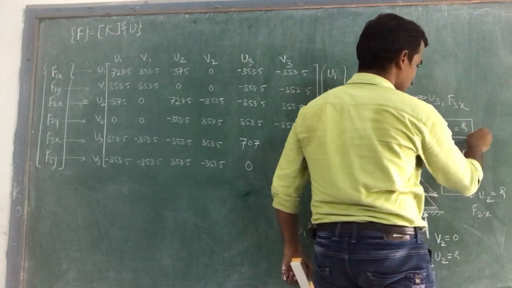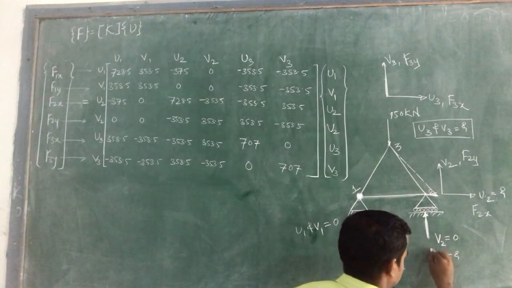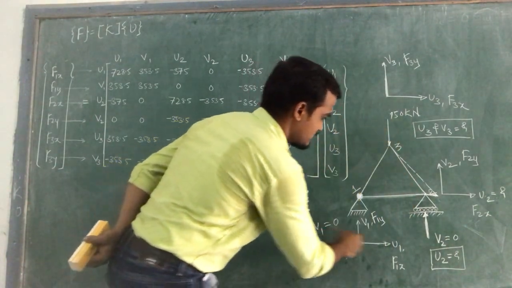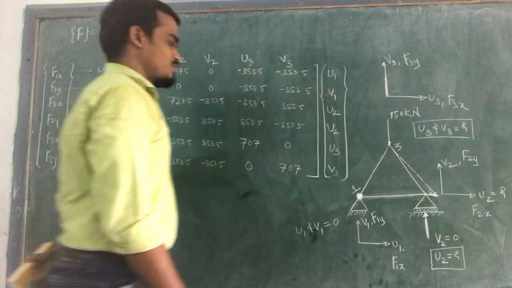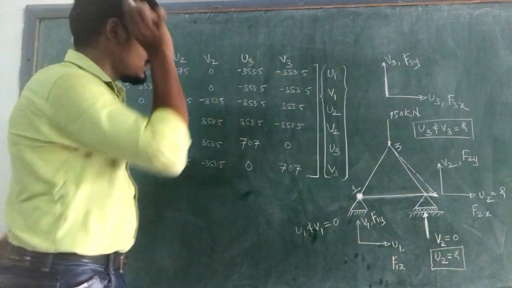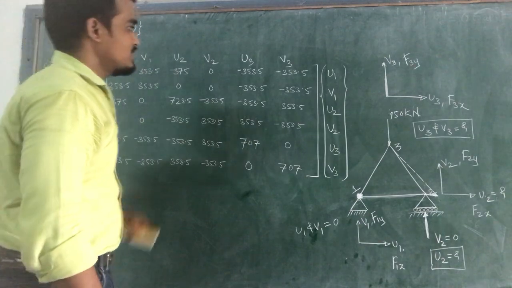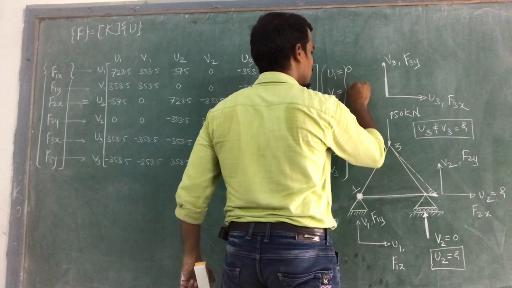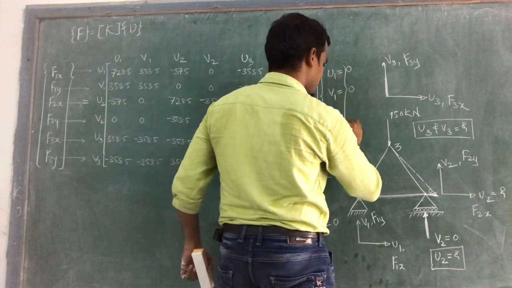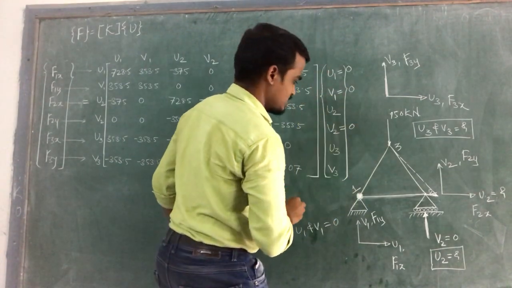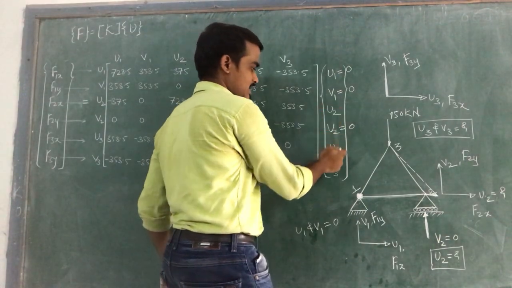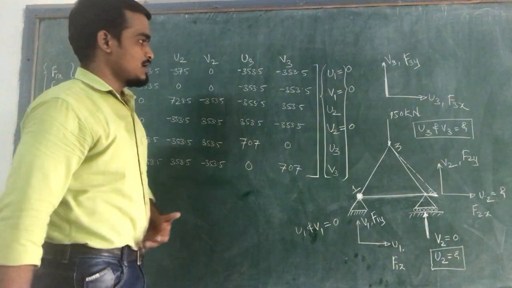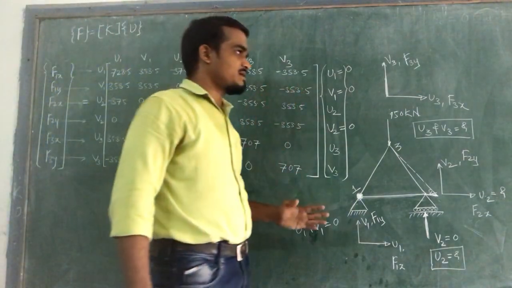We need to find out U3, V3 as well as this U. And this U1, V1 is equal to 0 and V2 is also equal to 0. So put these boundary conditions in this equation. So you will get U1 is equal to 0, V1 is equal to 0, V2 is also equal to 0. And these three parameters are unknown. Okay. Now, this is for your displacement boundary condition.